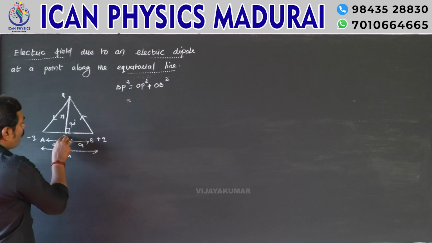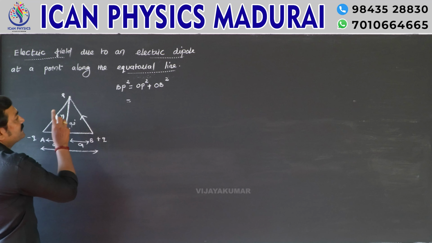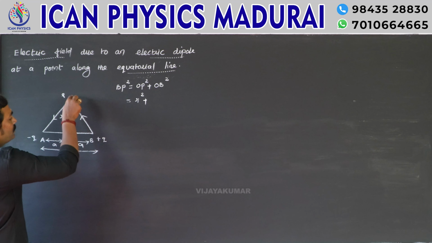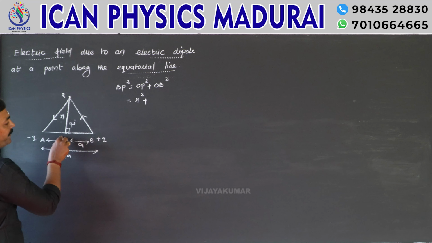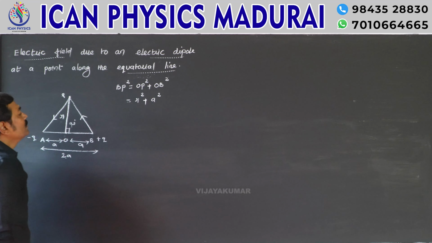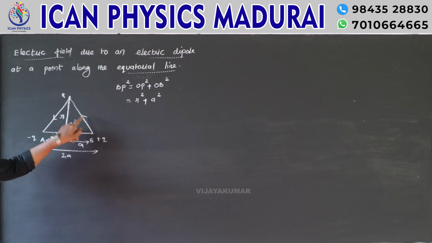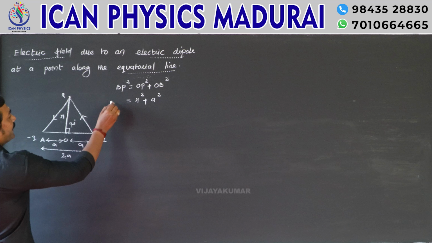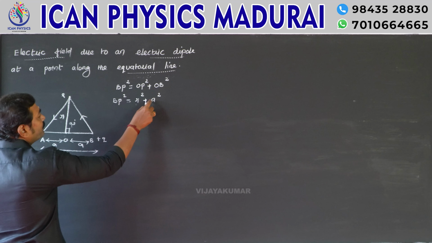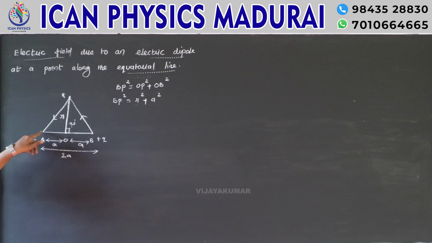Okay, so O to P distance is r, so r square. O to B distance is a, so a square. So what is the distance between B to P? Okay, so B to P distance is r square plus a square. Like that we can calculate A to P.